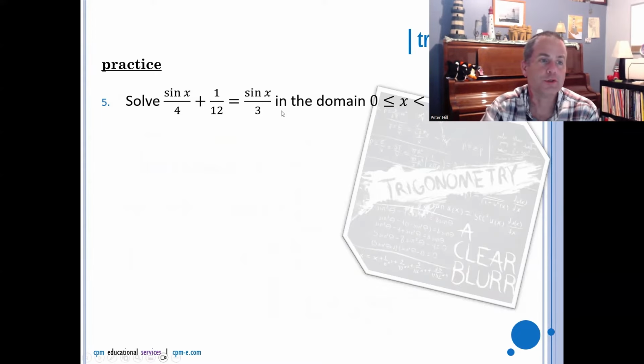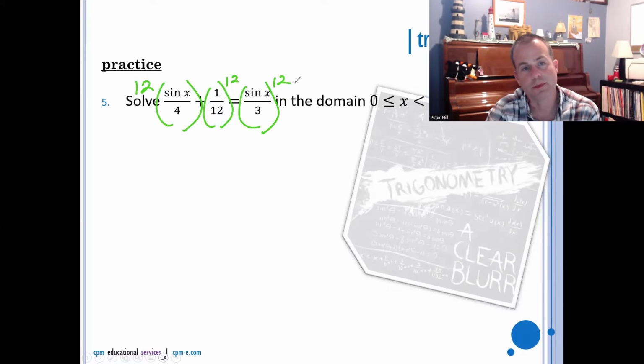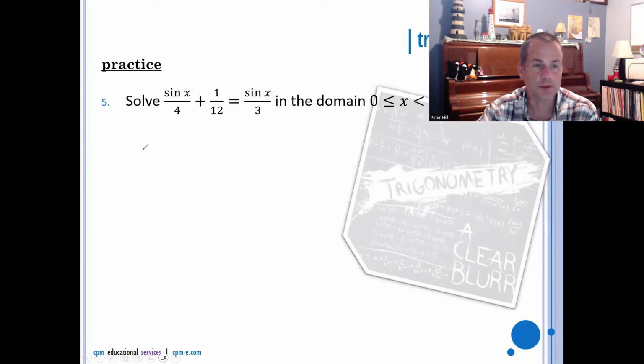So to do that, it's sort of like I'm doing this. I'm going to multiply that term by 12, I'm going to multiply that term by 12, and then I'm going to multiply that term by 12. Okay, so then that's going to give me 12 over 4, which is 3 sine x. 1/12 times 12 is 1, and that'll give me 4 sine x, which is what I should have here once I figure out how to get my mouse back.